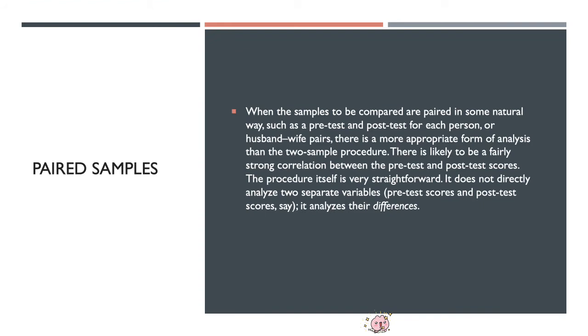Paired samples. When the samples to be compared are paired in some natural way, such as a pretest and posttest for each person, or husband-wife pairs, there is a more appropriate form of analysis than the two-sample procedure. There is likely to be a fairly strong correlation between the pretest and posttest scores. The procedure itself is very straightforward. It does not directly analyze the two paired variables. It analyzes their difference.